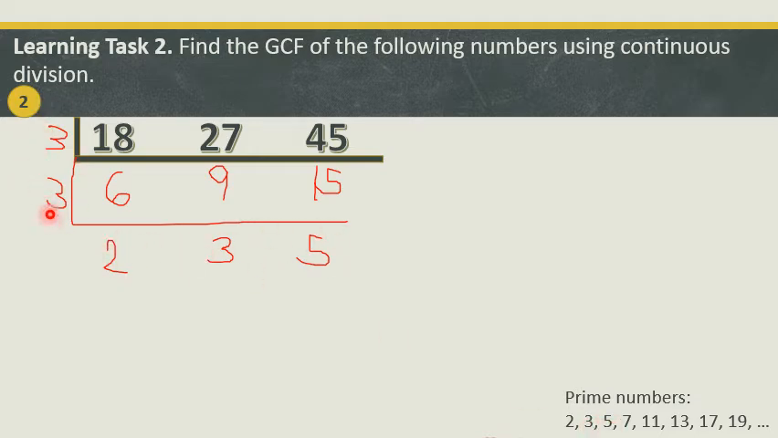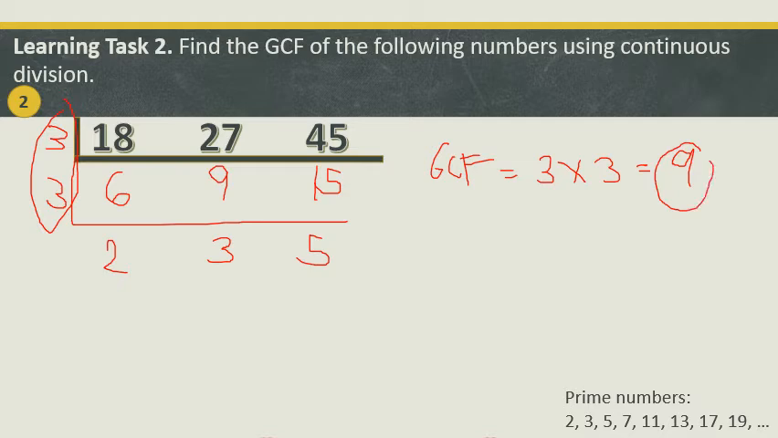So, ito na lang po ang ating i-multiply. Susulat natin siya. So, GCF equals 3 times 3, which is, the answer is 9. So, ito po ang GCF ng 18, 27, and 45.